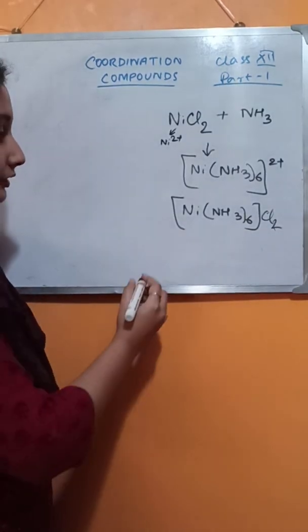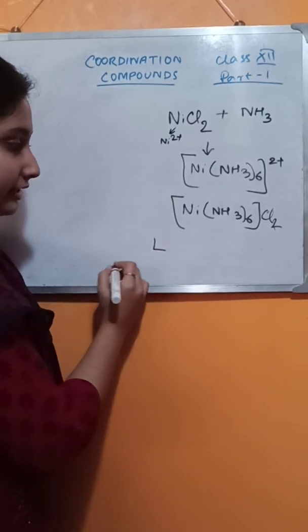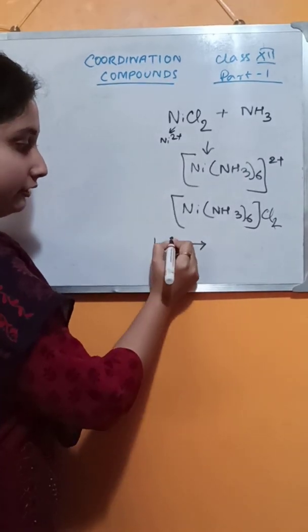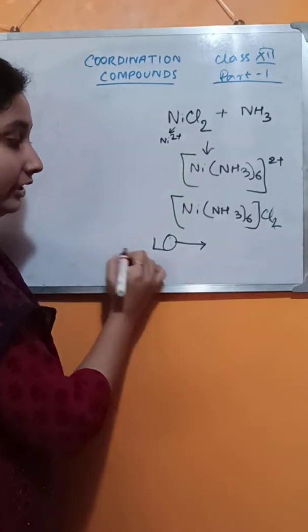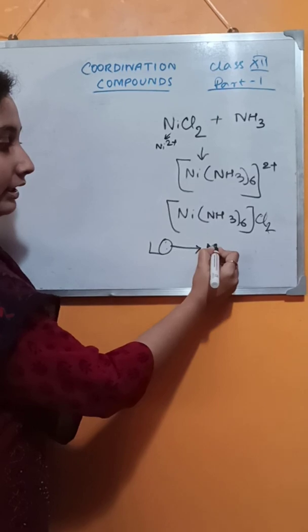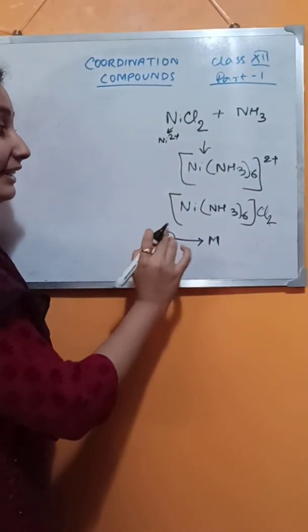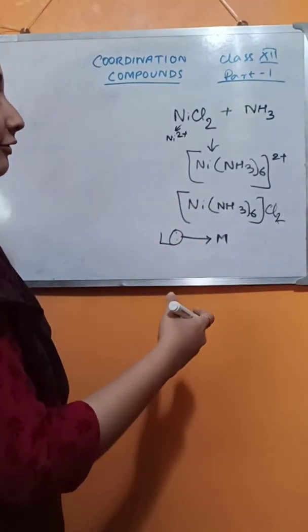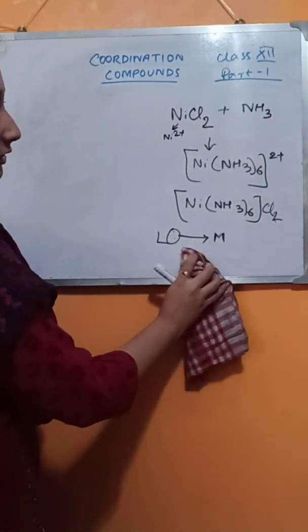In a coordinate bond, an electron rich system consisting of a lone pair of electrons will donate both the electrons, the entire lone pair, to an electron deficient system. Here also this type of thing takes place. What happens in this type of compound?